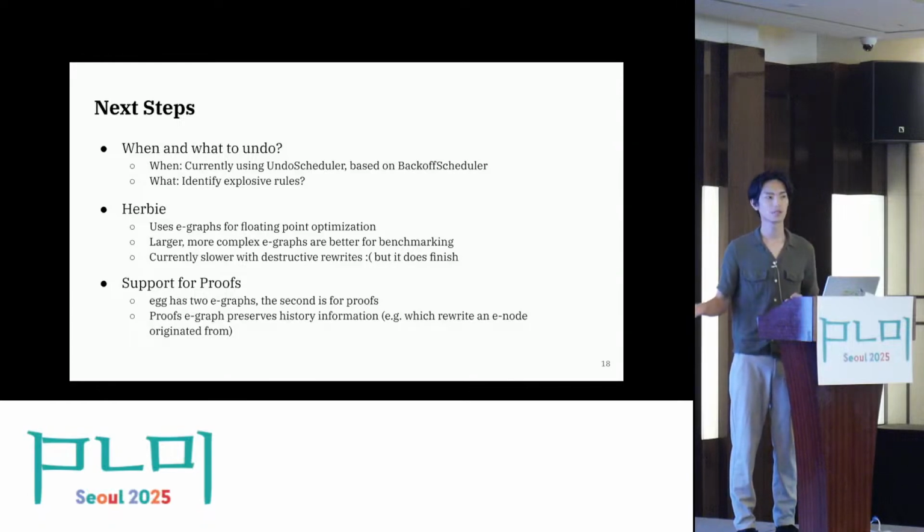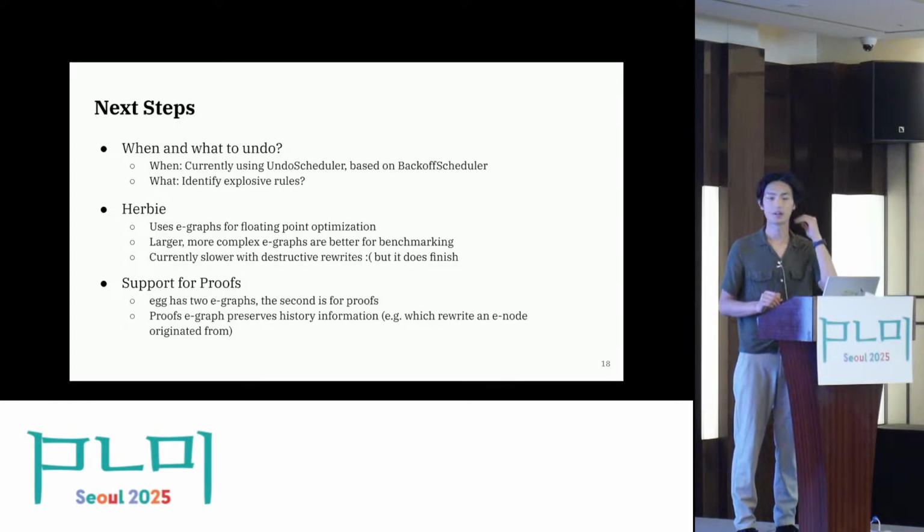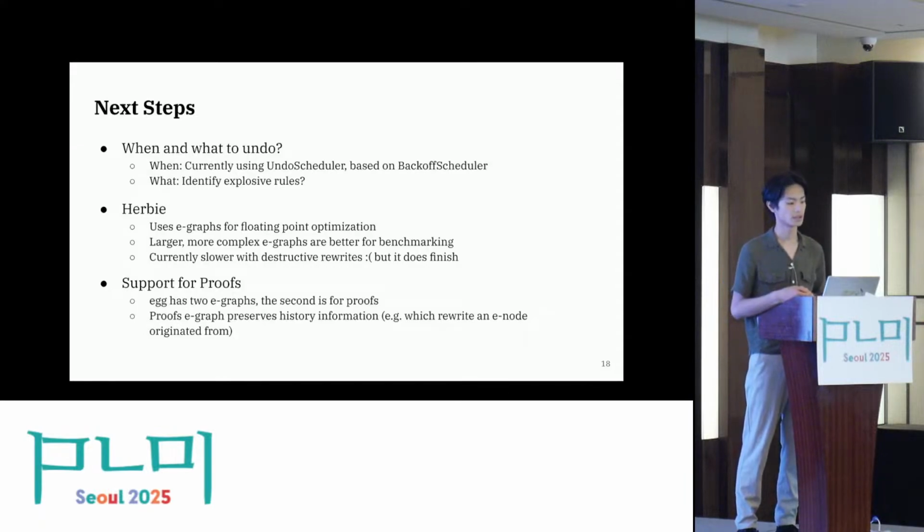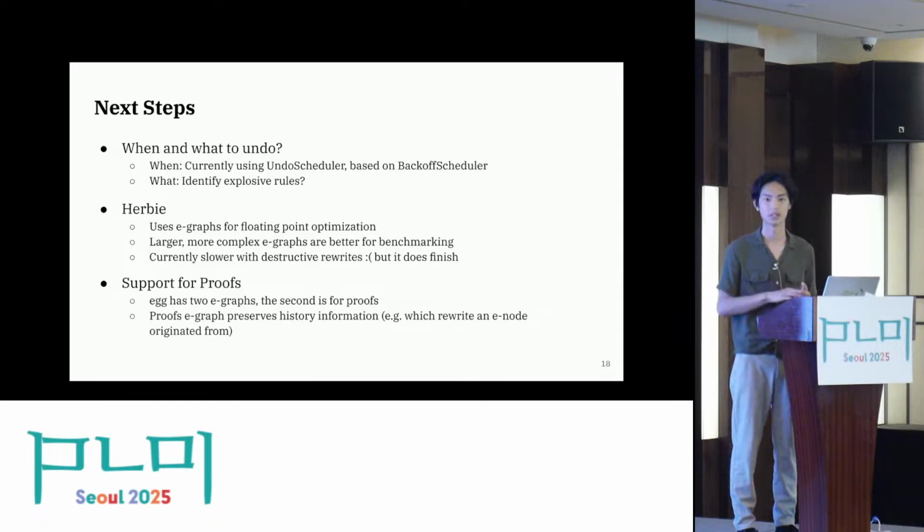It turns out that the proof system in EGG is sort of its own separate e-graph. And one really interesting thing about the e-graph that is used for the explanation system is that it preserves history information. For example, which rewrite an e-node originated from is a question that you can answer with the explanations e-graph. Since that gives more information, that might end up being useful for destructive rewrites in terms of making sure they're more targeted and that you're not trying to remove too many parts of the e-graph. Because as it stands, the EGG e-graph doesn't have enough information, so the removal of e-nodes and e-classes is a bit coarse-grained.